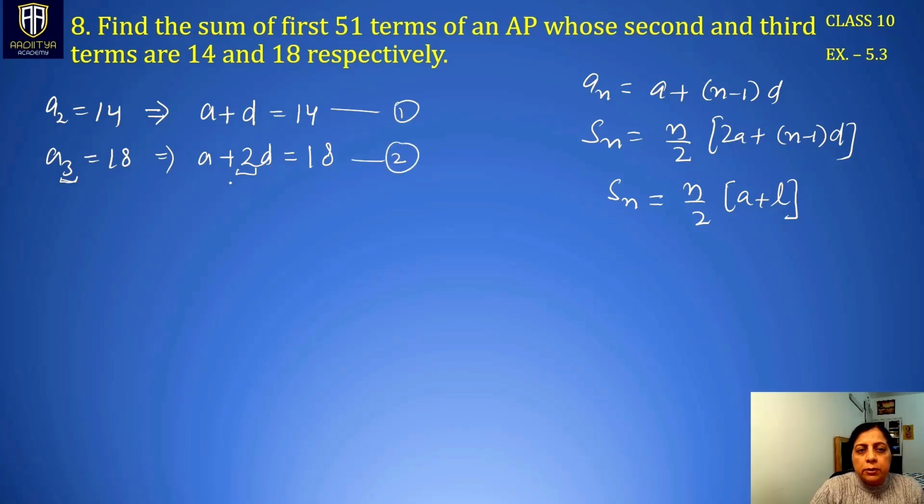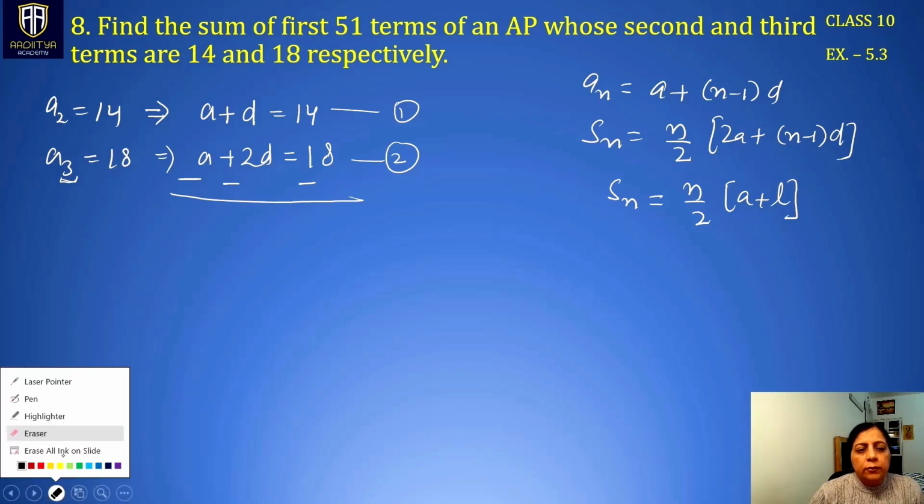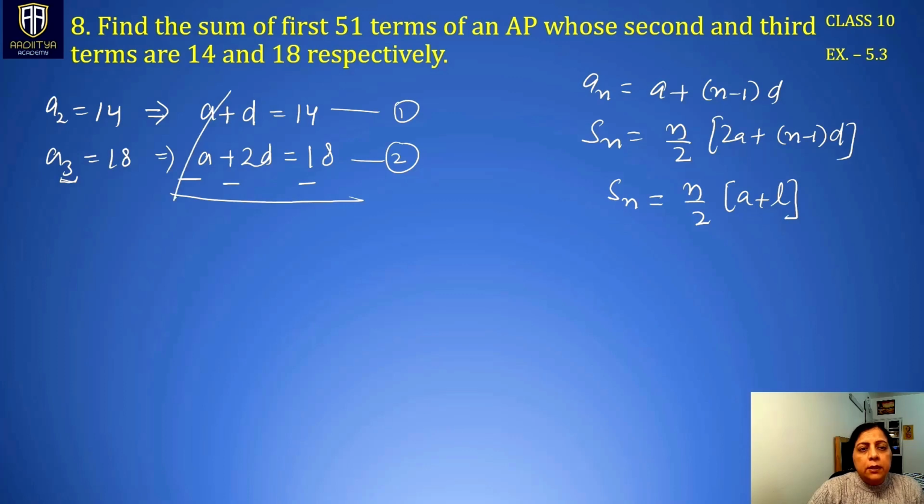These are two equations in two variables. The coefficients of a are equal, so I am subtracting equation 2 from equation 1. So we have a minus a gets cancelled, d minus 2d is minus d, and 14 minus 18 becomes minus 4. So d comes out to be 4.